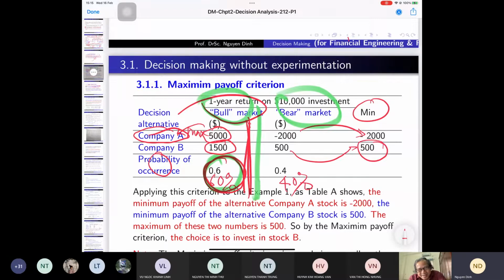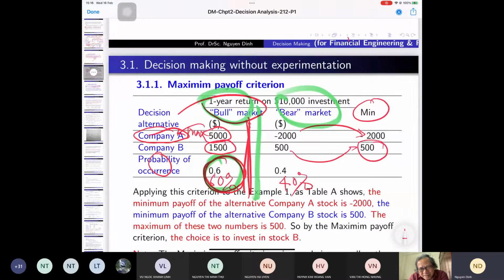Understand? Hello? Hạ Uyên, you understand? Hello? Hạ Uyên? Are you sleeping? Hello? Yes sir. I use two devices, so I have to turn on the mic on this one to answer, sir. Yes, okay. But what I ask you is, you understand what I'm explaining here about the maximum likelihood criterion?